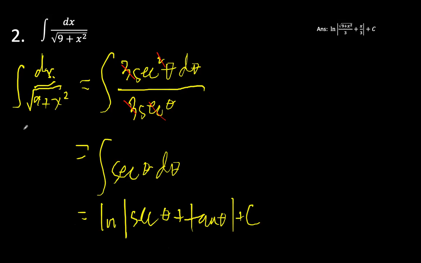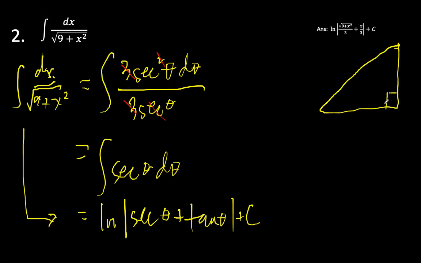Now, we have already found the integral of this expression. However, the answer that we have right now is in terms of a trigonometric function, but the given has no trigonometric function. The given is expressed in terms of x. So we need to express the secant theta and tangent theta in terms of x. So let's go back to the triangle.